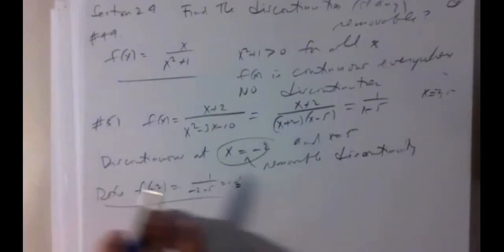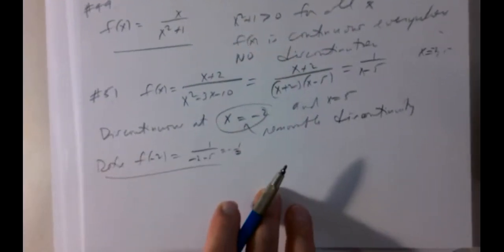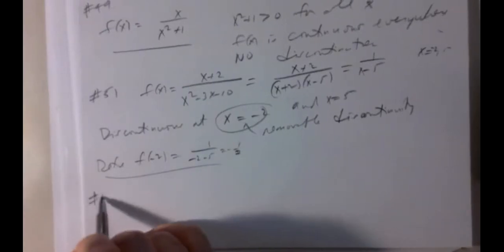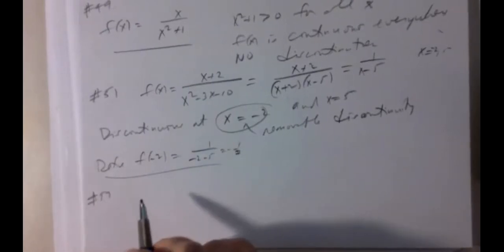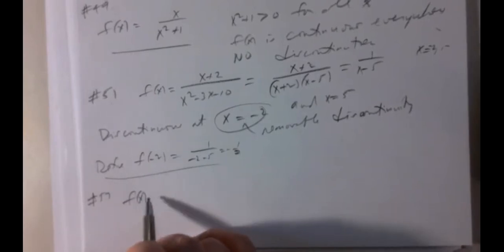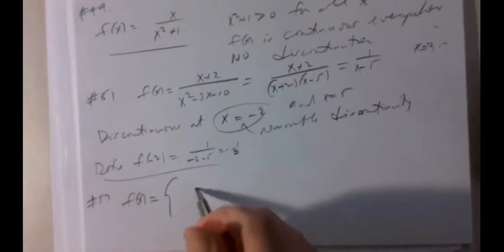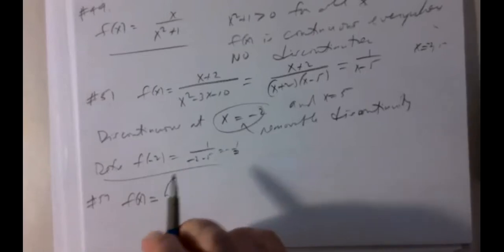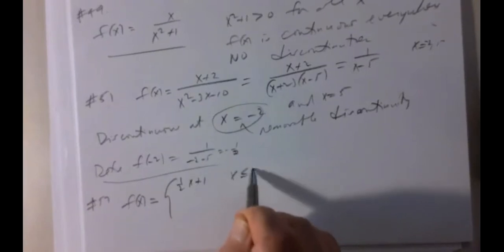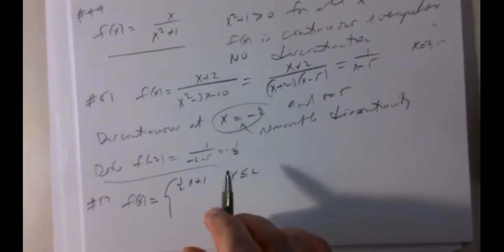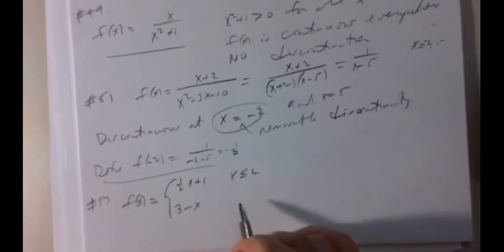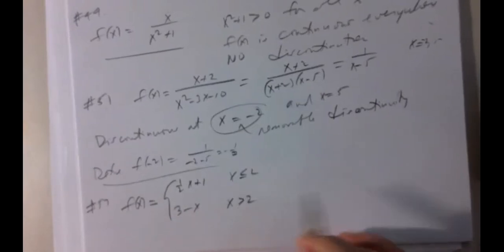Let me do just one more and then we'll stop for the day. I don't want to do every single problem. Suppose we have number 57. The function f of x is defined in two ways: a half x plus 1 when x is less than or equal to 2, and 3 minus x when x is greater than 2.